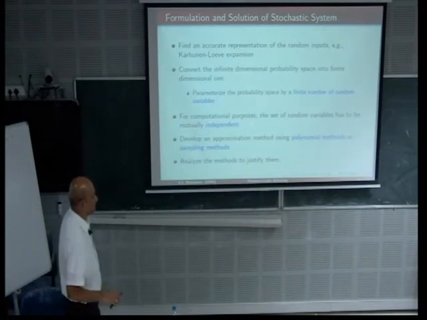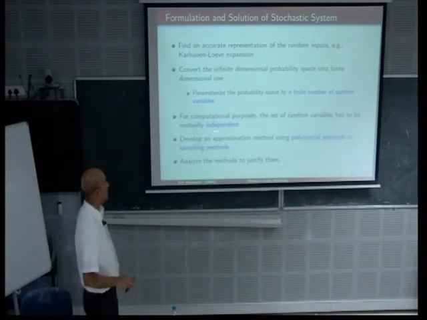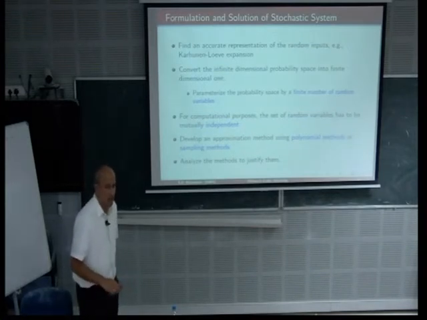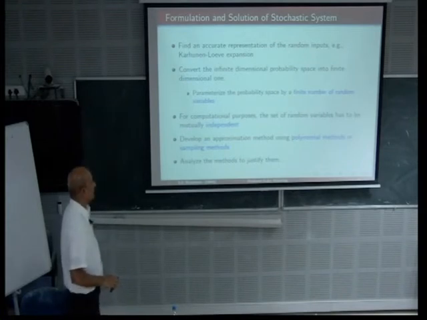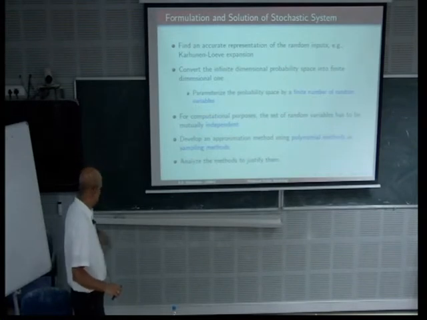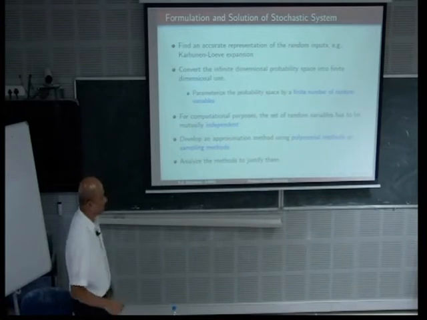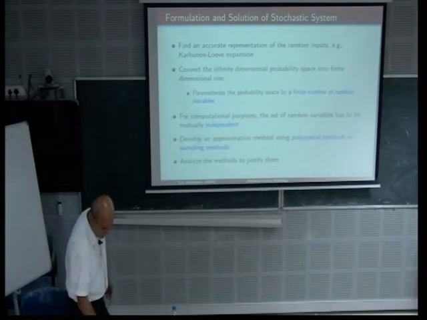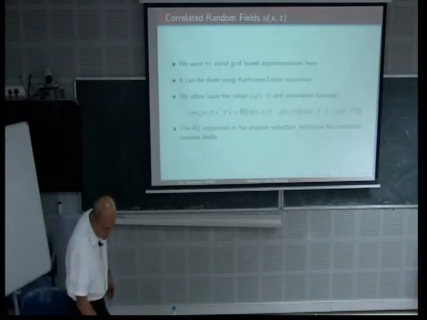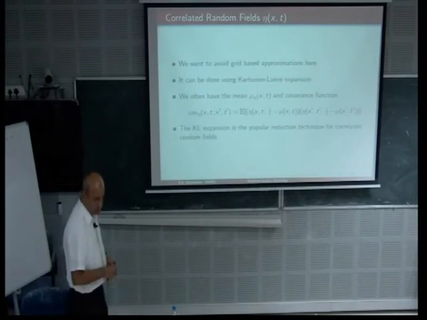For computational purposes, the set of random variables has to also be independent. That is another thing. Then develop an approximation method using polynomial methods. I will describe it a bit more in a minute. Polynomial methods or sampling methods, like collocation is one of the sampling methods. Monte Carlo is of course, but this stochastic collocation is a good sampling method. And then analyze the method and justify those approximations, convergence, and so on.